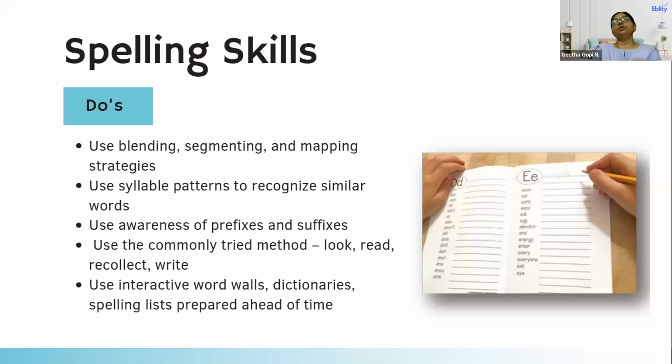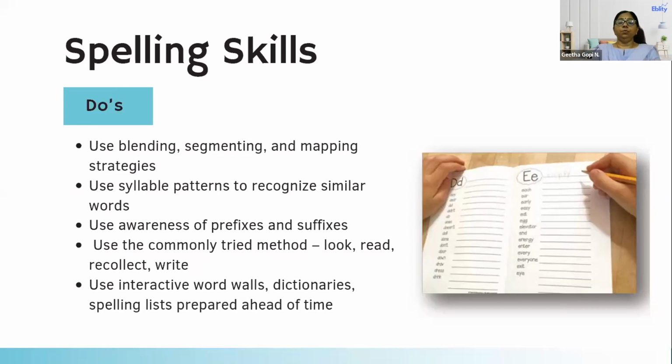And then, of course, you can also try the most commonly used method. Look at the word, read the word, cover the word up, and try to recall the word and write it down. And to help in recollection, this is why I said give the mapping strategy, where you give the blanks for each of the letters present in the word.